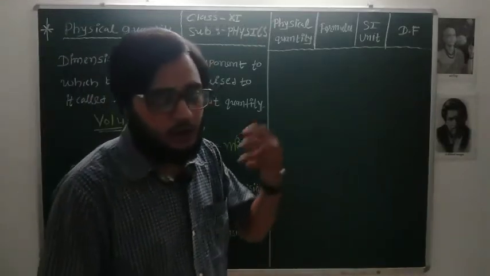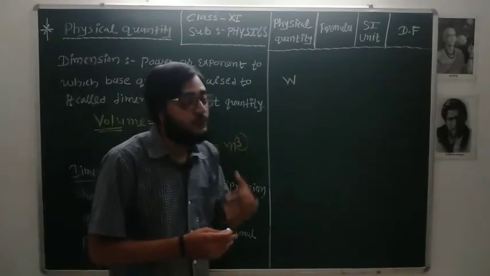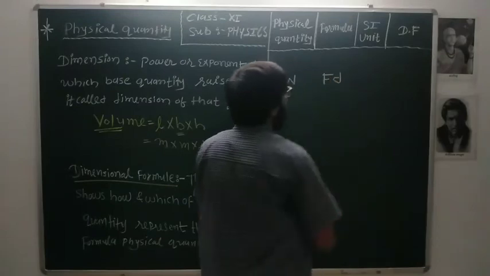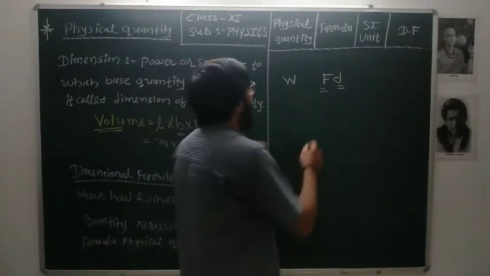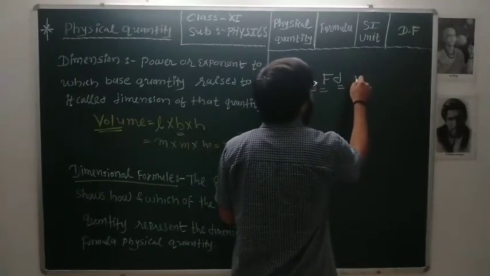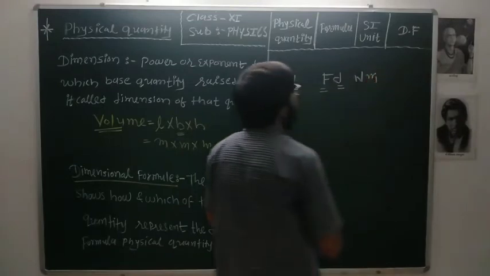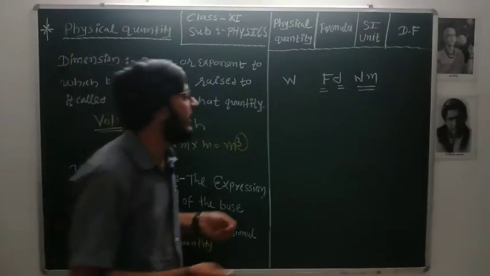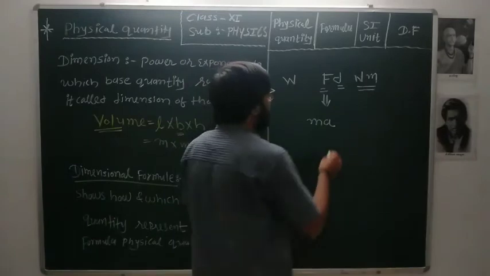Now we take another derived physical quantity, that is work. The unit of work comes from the formula of work done. Work done is force into displacement, where F is force and D is the displacement of any object. Force is measured in Newton and displacement in meter, so the unit of work done is Newton into meter. But we can also write F equals ma from Newton's second law, and D is the displacement.